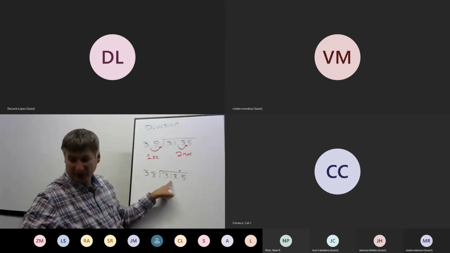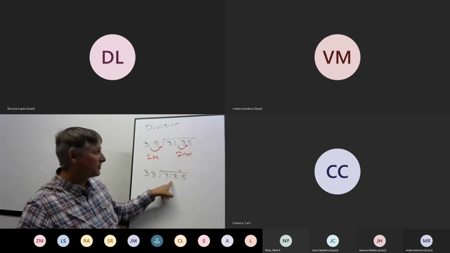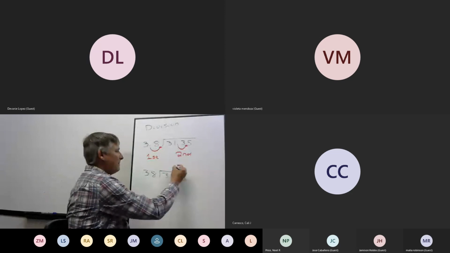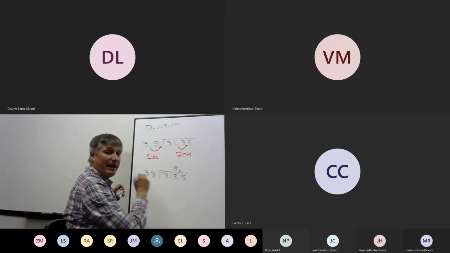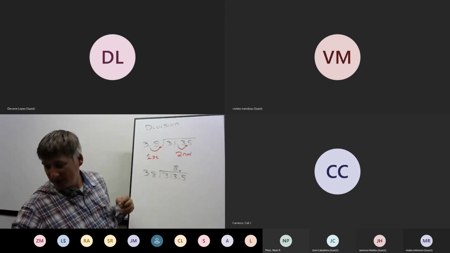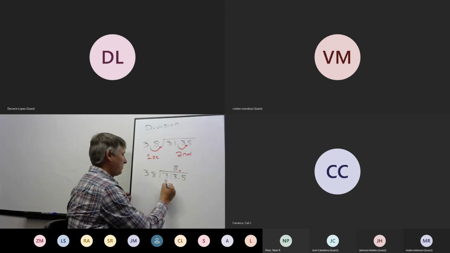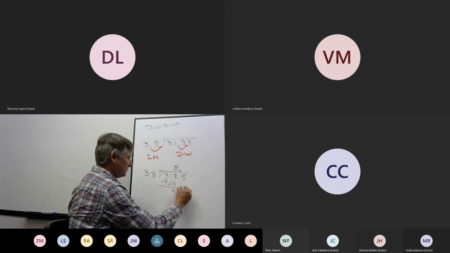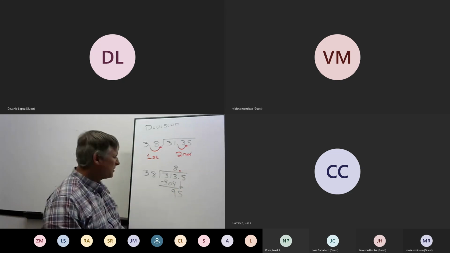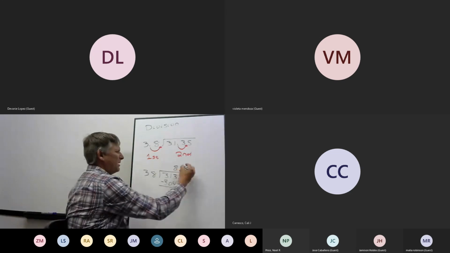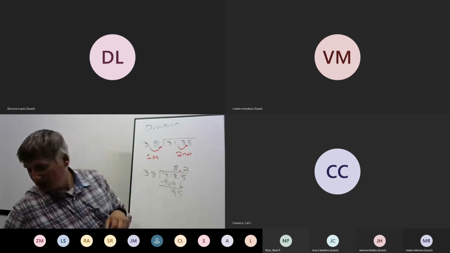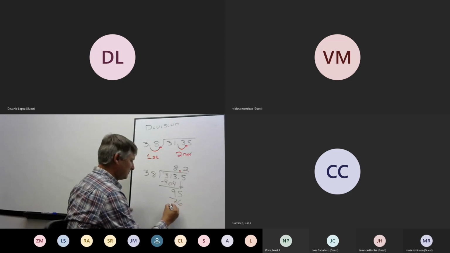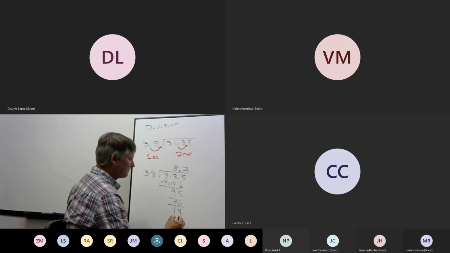So let me take a look at this. 38 goes into 113 at most 8 times. And so 8 times 38 is 304. We'll get 9. Bring down the 5. 38 goes into 95 at most 2 times. Just for the sake of time, 2 times 38 is 76. So I'll come out to 19.